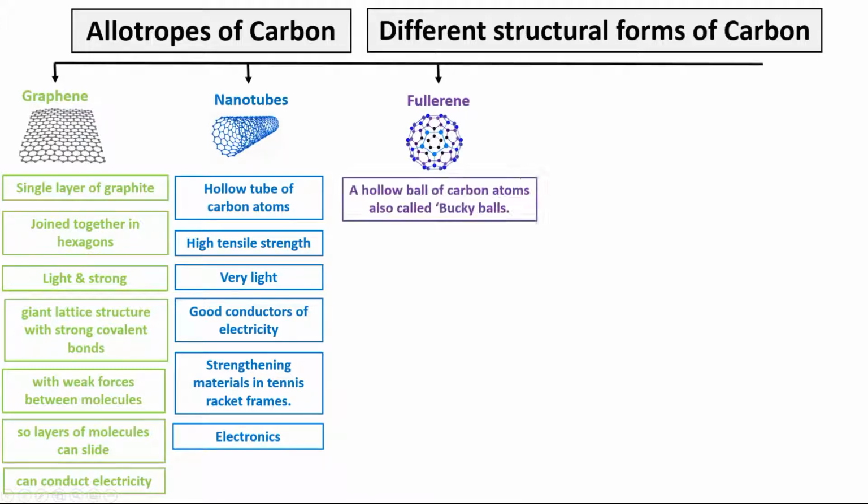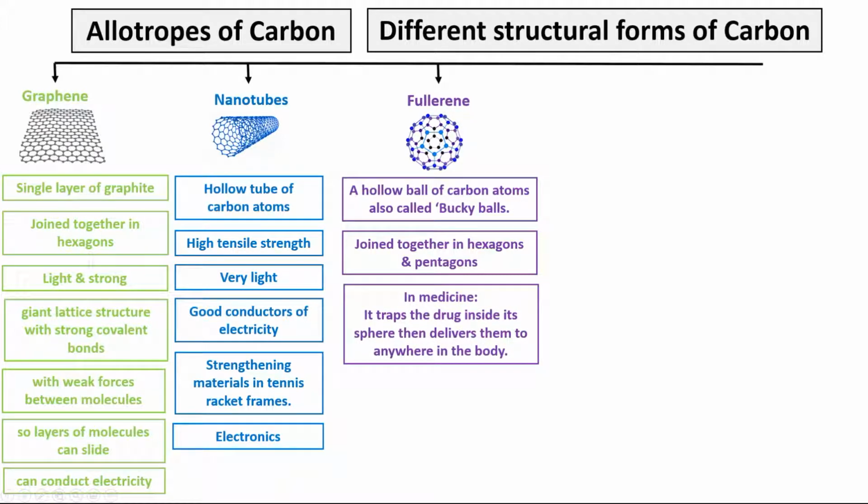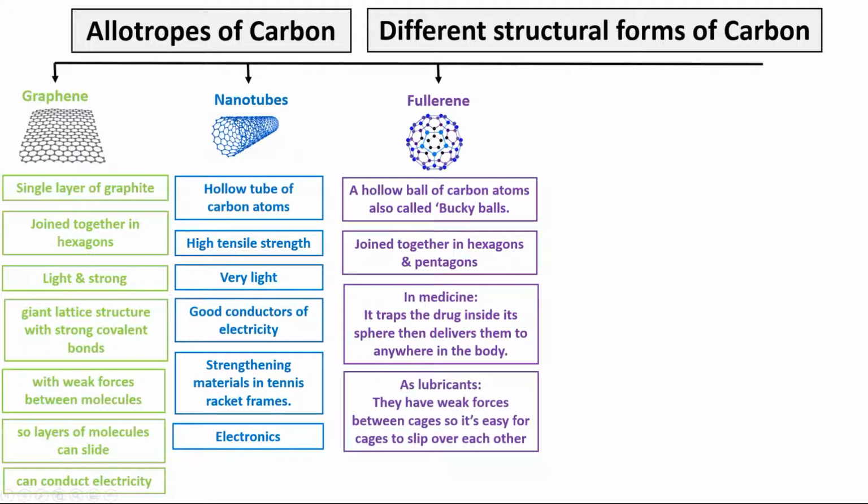Fullerene is a hollow ball of carbon atoms, also called buckyballs, joined together in hexagons and pentagons. They are used in medicine. It traps the drug inside its sphere, then delivers it to anywhere in the body. Or as lubricants. They have weak forces between cages, so it's easy for cages to slip over each other.